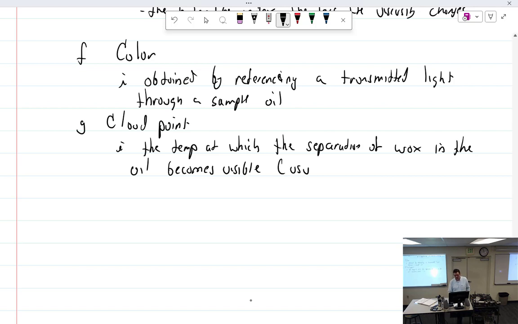And this is usually right above the solidification point. And that sounds really bad. So at one point, it's going to become cloudy, oil's going to start separating, and then it becomes solid. Sounds like Bad News Bears.